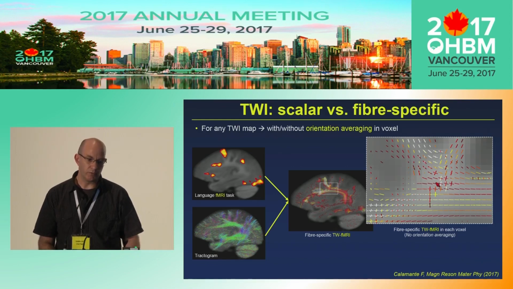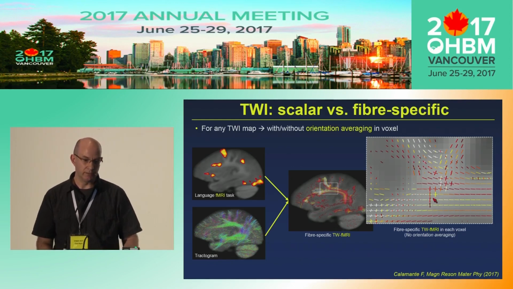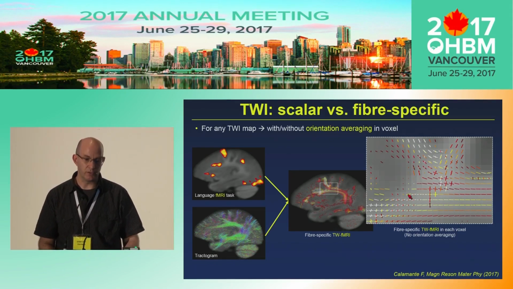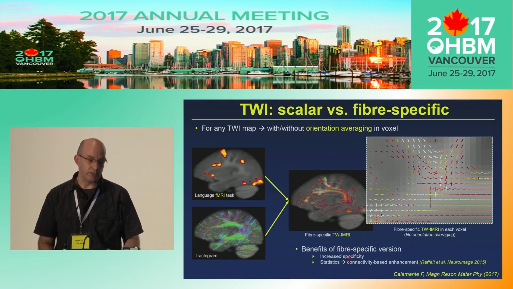So the ones I was showing before was just the average of these two, just condensing this into a scalar. The disadvantage of this one is that obviously it's much more complex to visualize and it's not as easy to deal with, but it has big advantages. You increase the specificity, you're not mixing now the information of bundles, you're keeping them separately. And in particular, if you're going to do any quantitative analysis, you can enhance the statistics with the connectivity-based enhancement that was developed for the apparent fiber density and the variance of apparent fiber density.